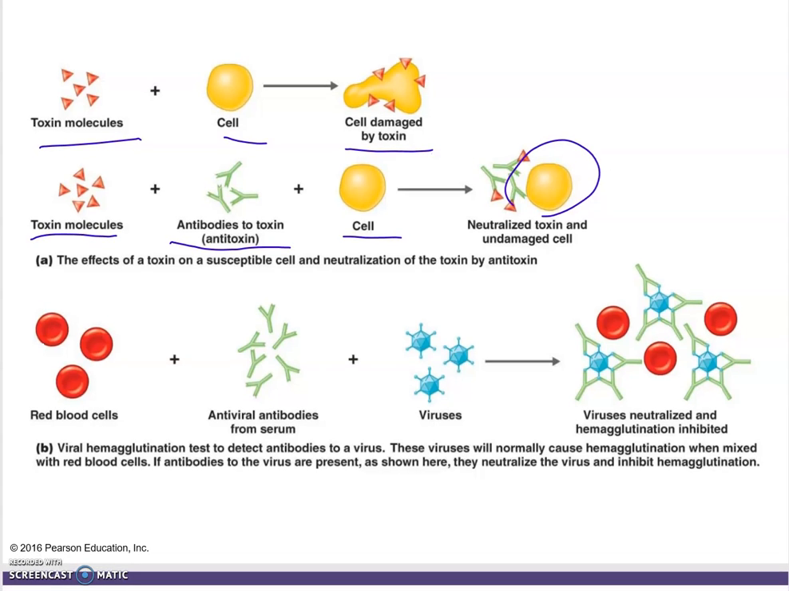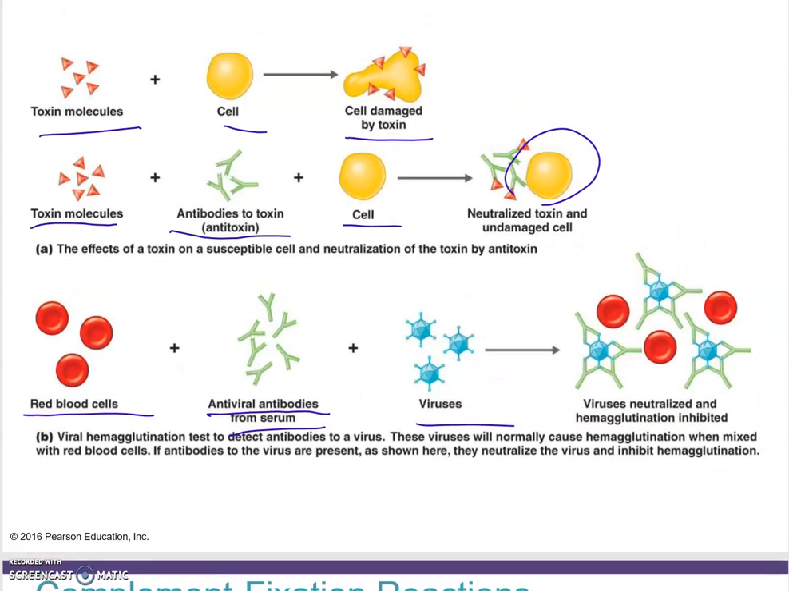And down here, the effects of a toxin on a susceptible cell, neutralization of the toxin by antitoxin. Here you have some red blood cells, and then the antiviral antibodies from the serum plus the virus. And now the viruses are neutralized and the hemagglutination is inhibited because the antibodies will bind the viruses and neutralize the virus, and nothing's going to happen.